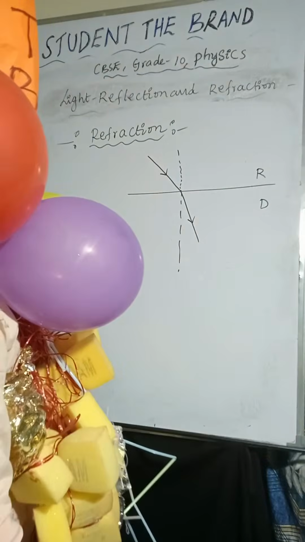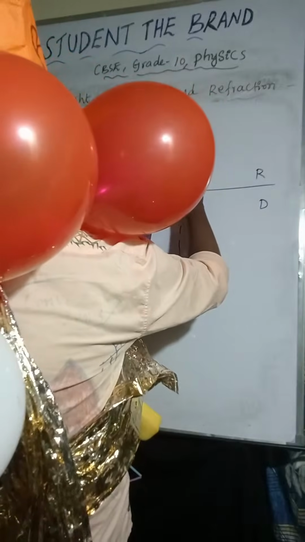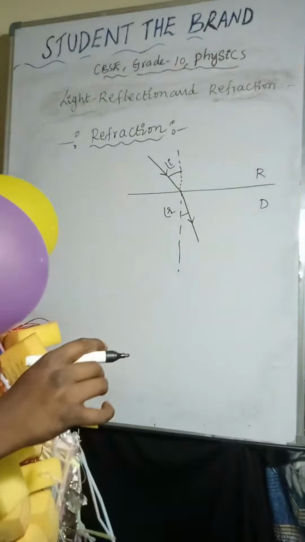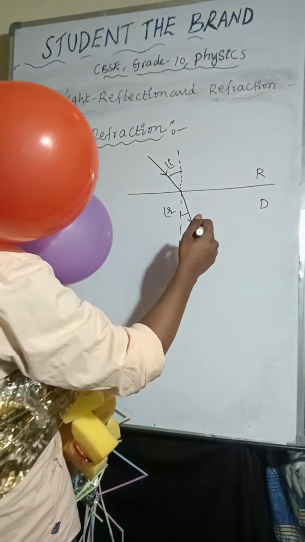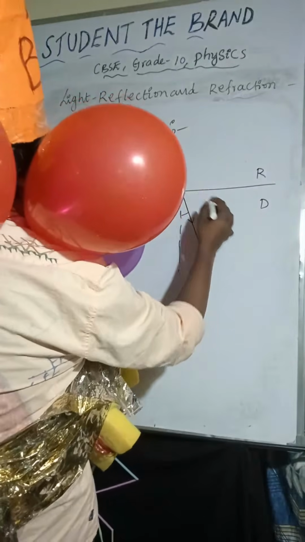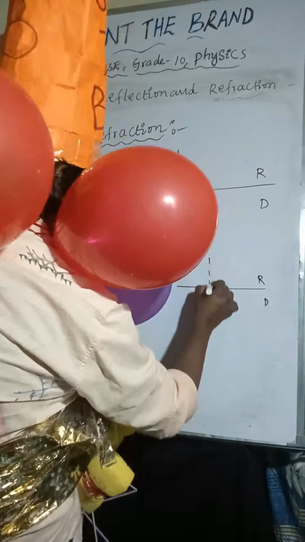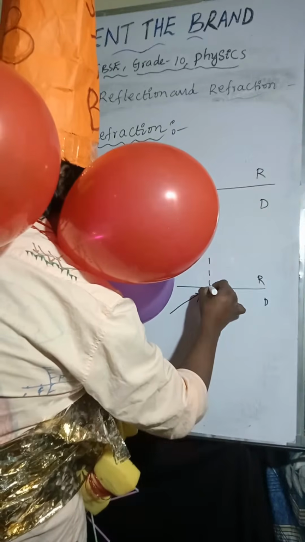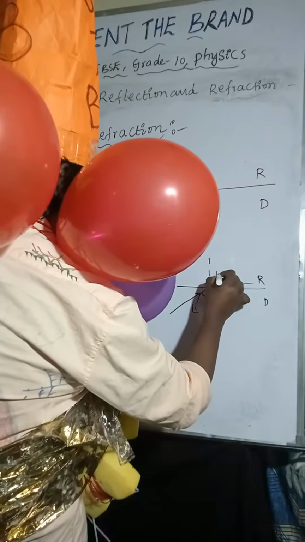Now the angle between the incident ray and the normal line is called the angle of incidence. The angle between the refracted ray and the normal line is called the angle of refraction. When a light ray is moving from rarer to denser, it bends towards the normal line. Here, rarer medium, denser medium. The light ray is moving from denser to rarer. So consider the angle of incidence and the angle of refraction.